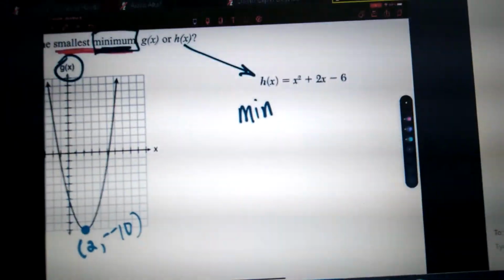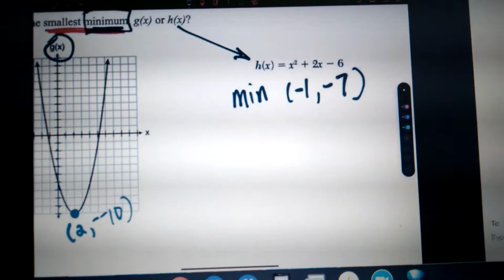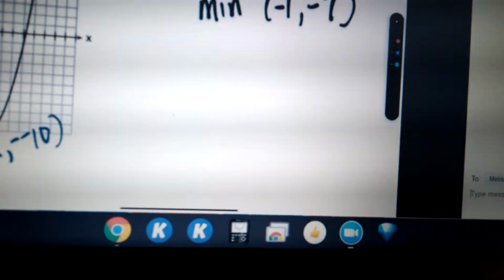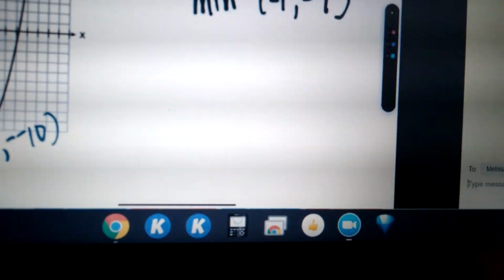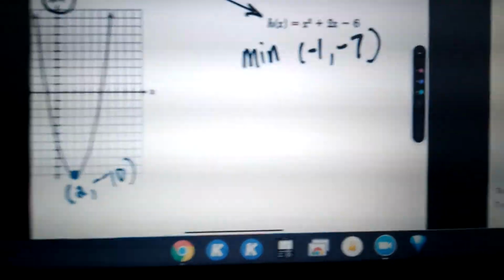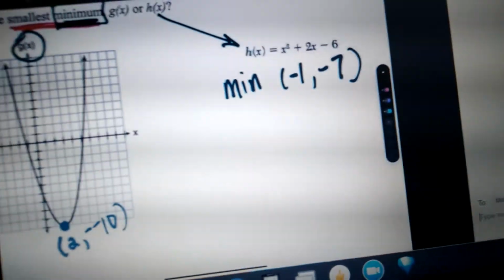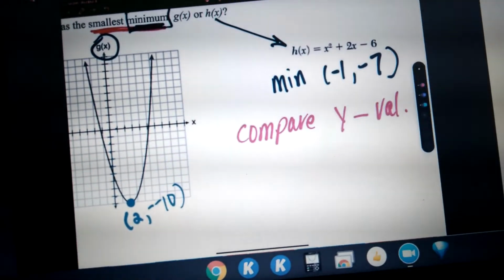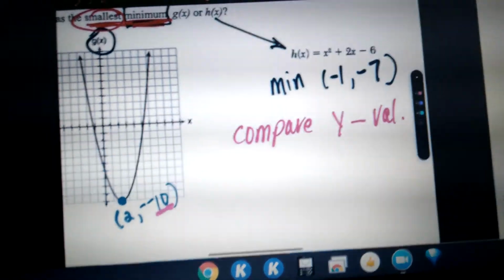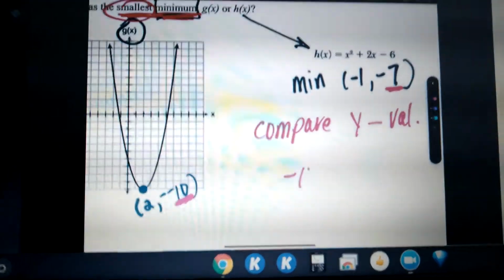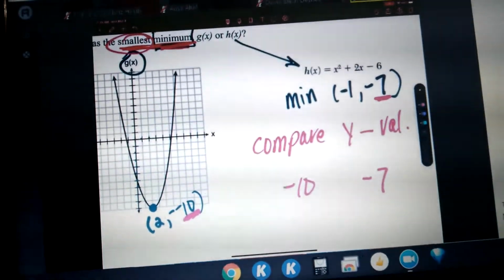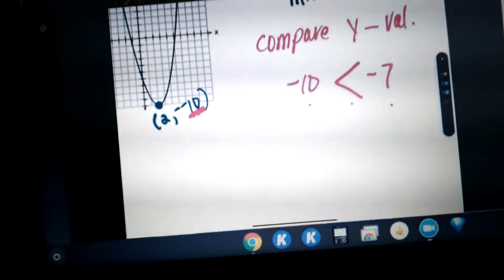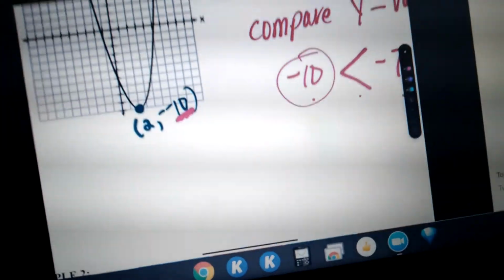So I know the minimum here is -1, -7. So now, which one has the smallest minimum? Remember what we said. How do I tell high or low? Am I looking at the x-axis that goes side to side or the y-axis that goes up and down? Good job, Maimuna. I'm looking at the y. I must compare y values. So I'm looking at -10, -7. Which one is the bigger number? -7. -10 is less than -7. So that means this is the smallest minimum.